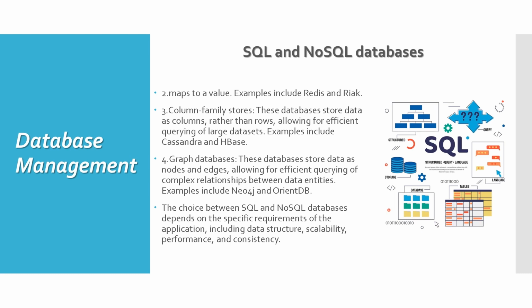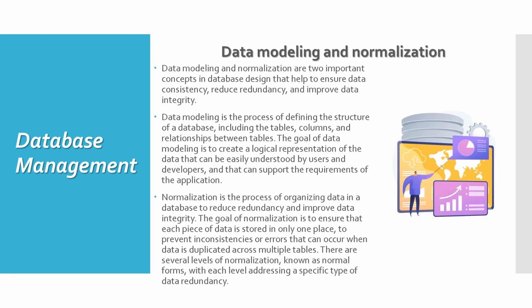performance, and consistency. Data modeling and normalization are two important concepts in database design that help to ensure data consistency, reduce redundancy, and improve data integrity. Data modeling is the process of defining the structure of a database, including the tables, columns, and relationships between tables. The goal of data modeling is to create a logical representation of the data that can be easily understood by users and developers and that can support the requirements of the application.